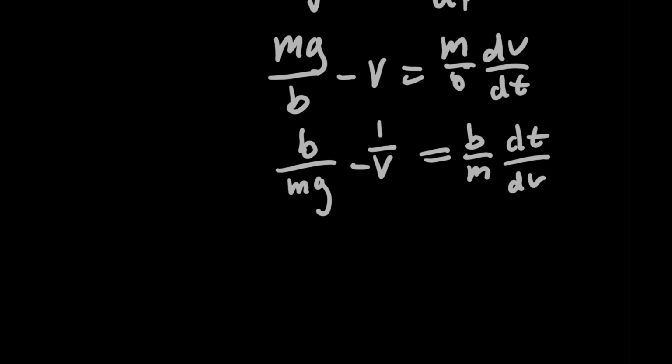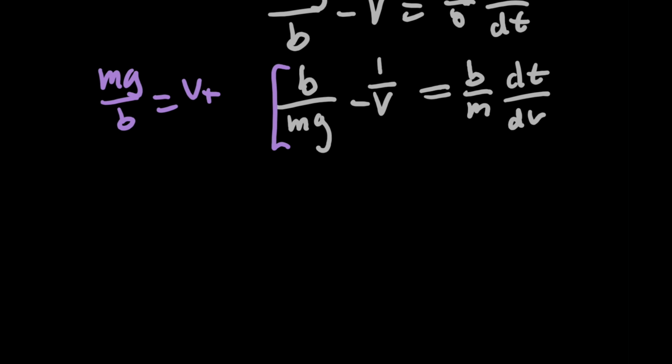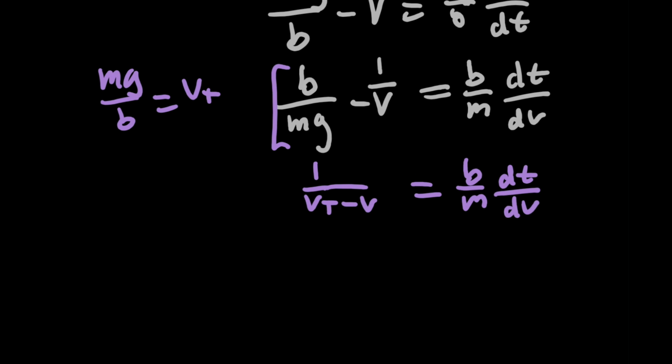Instead of b over mg, we're going to say mg over b is equal to vt. Meaning that we now have 1 over (vt minus v) on one side, which is equal to b over m dt on the other. We're going to then cross out our dv's. So now we can make an integral, right?